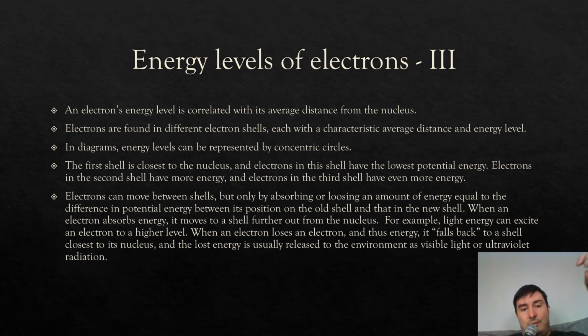When an electron absorbs energy, it moves to a shell further out from the nucleus. For example, light energy can excite an electron to a higher level. When an electron loses energy, it falls back to a shell closer to the nucleus, and the lost energy is usually released to the environment as visible light or ultraviolet radiation.